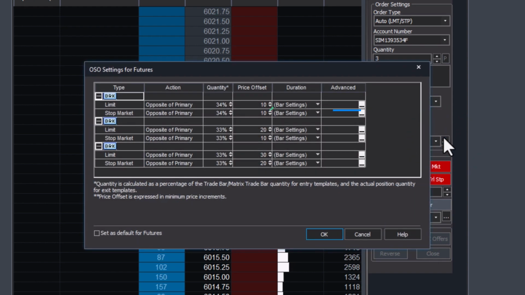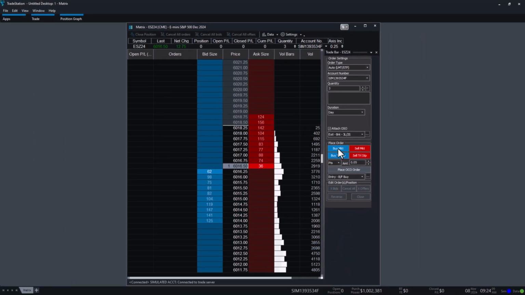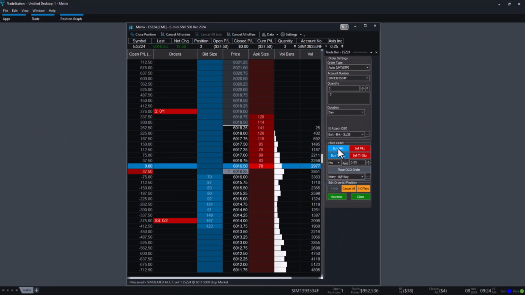In this setup, you'll sell one contract if the price rises 10 ticks, the second at 20 ticks, and the third at 30 ticks. If the price moves against you, you could sell two contracts at a 10-point drop and the third at a 20-point drop. This strategy lets you secure some profits while still having the potential to benefit from larger market moves.